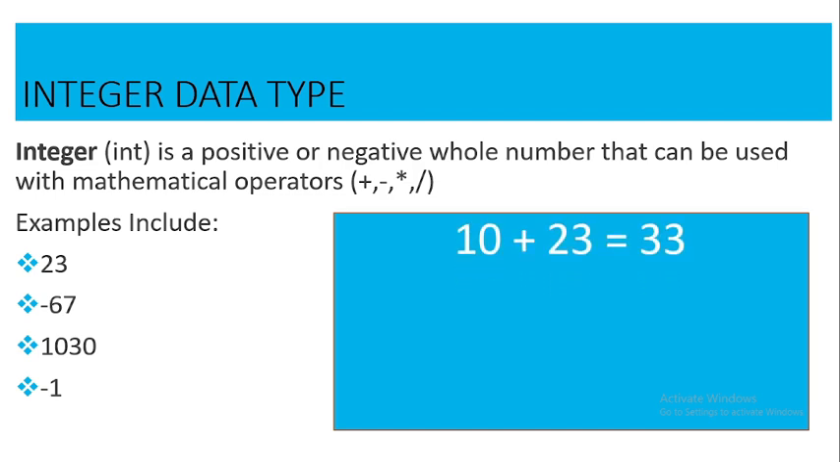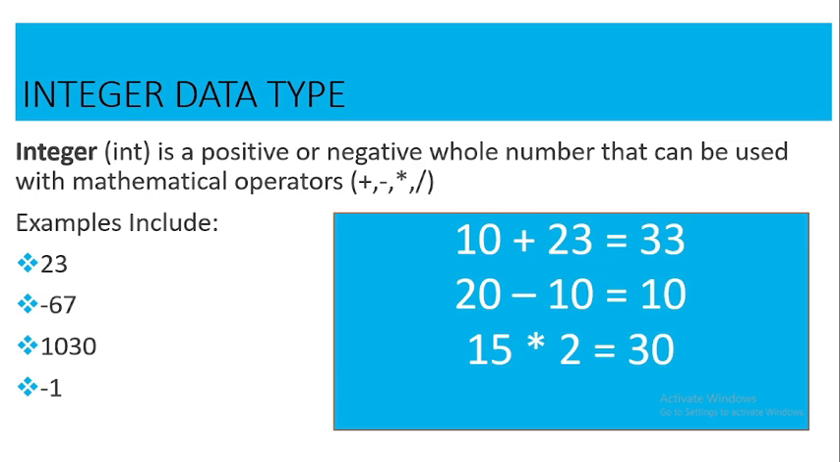So we have 10 plus 23 being equal to 33. Then we have 20 minus 10 giving us 10. Then we have 15 times 2 giving us 30. Then we have 40 divided by 20 giving us what? 2. So with integer data types, we can perform mathematical operations with them.